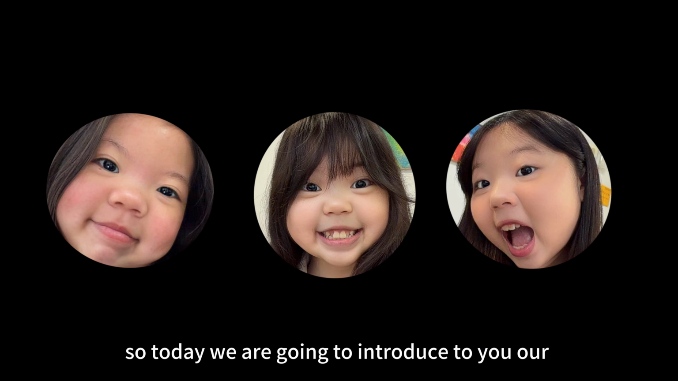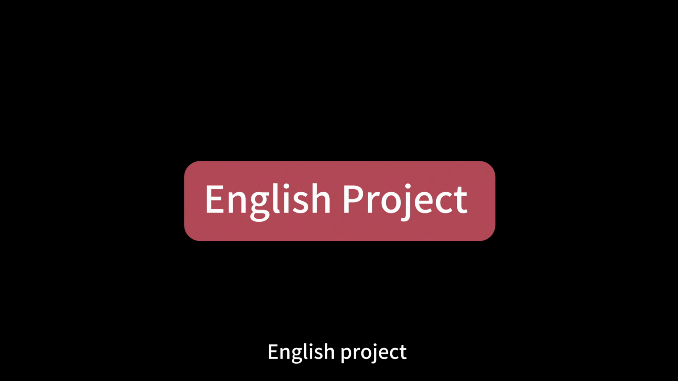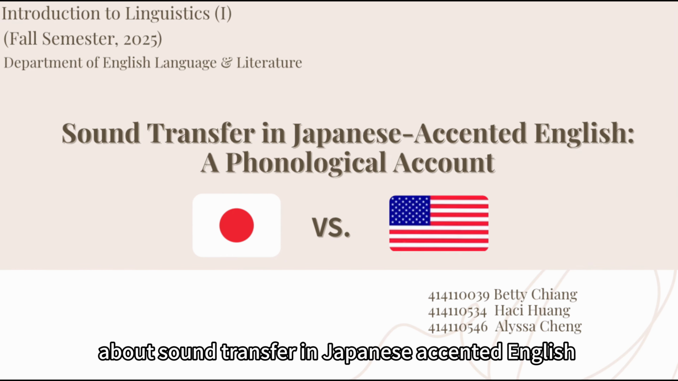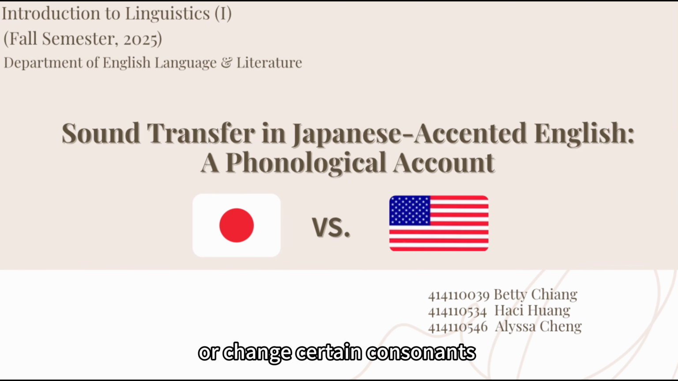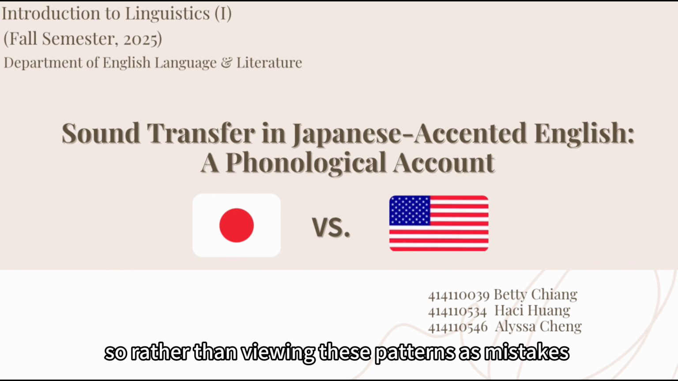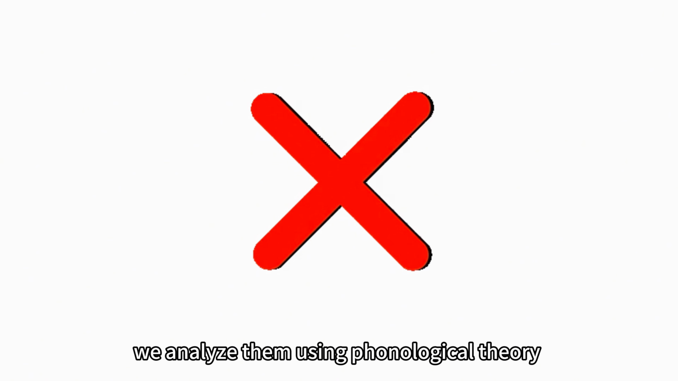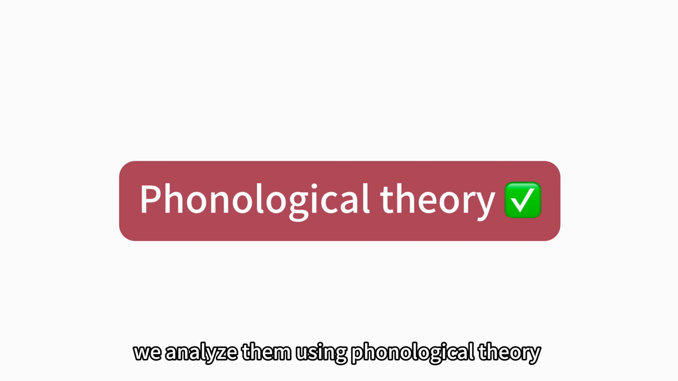So today we are going to introduce to you our English project about sound transfer in Japanese accented English. We aim to explain why Japanese speakers often add vowels or change certain consonants when speaking English. So rather than viewing these patterns as mistakes, we analyze them using phonological theory.